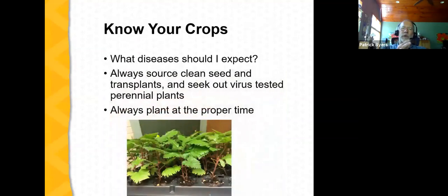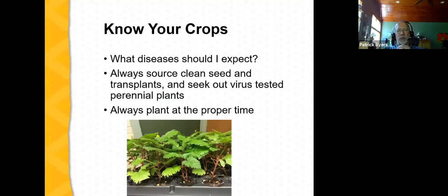So again, what does knowing your crops mean? Well, first of all, what diseases should I expect? Am I going to see anthracnose? Well, if I'm growing susceptible blackberries and the environment is favorable, I could probably expect to see it. Whenever possible, it's important to source clean seed. If a farmer or gardener is saving their own seed, there are hot water treatments that you can use to make sure that seeds don't unwittingly carry bacteria or fungal diseases on the seed.